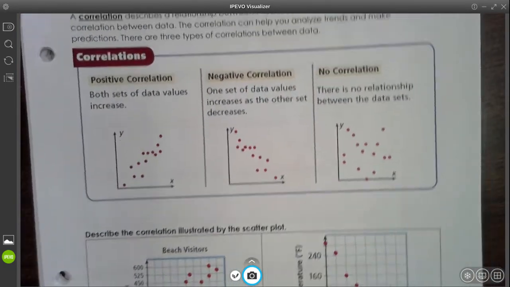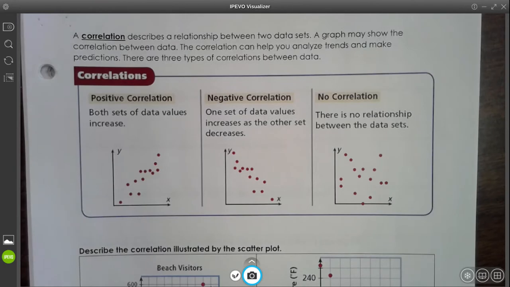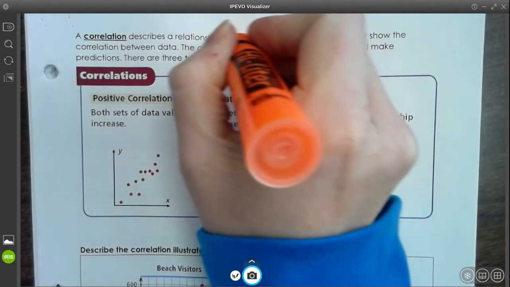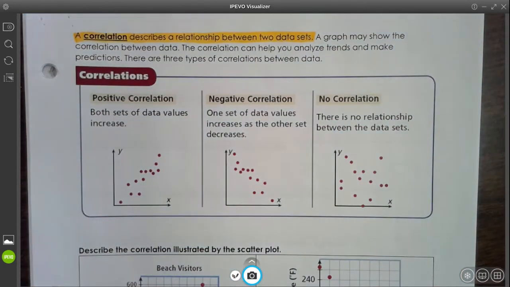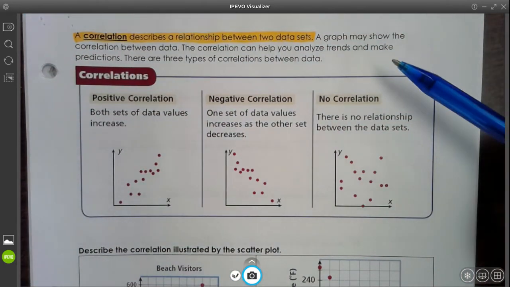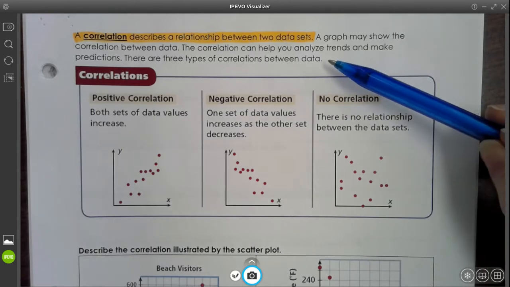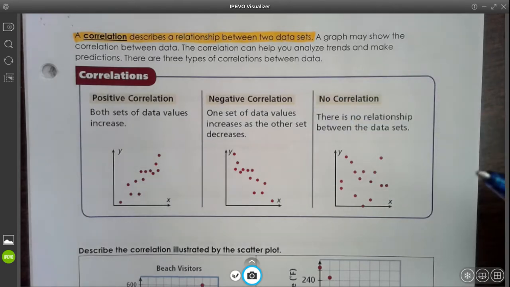Now, the next page is going to talk about the correlation, which is a relationship between points. Okay, so a correlation describes a relationship between two data sets. A graph may show the correlation between data, and the correlation can help you analyze trends and make predictions. And there are 3 types.